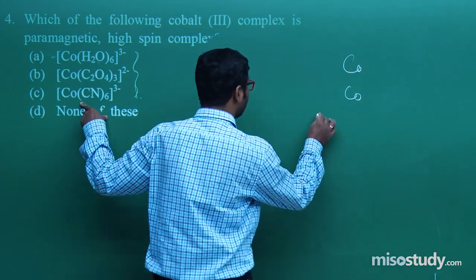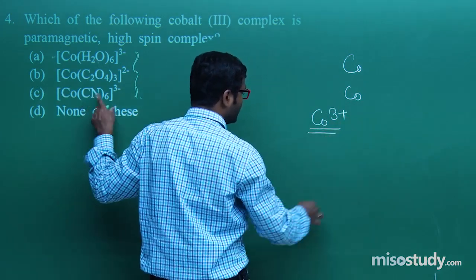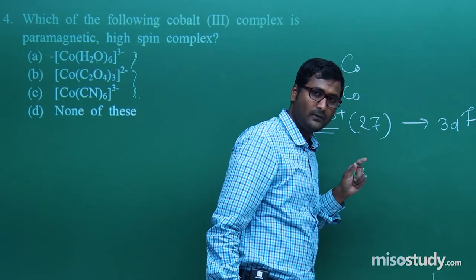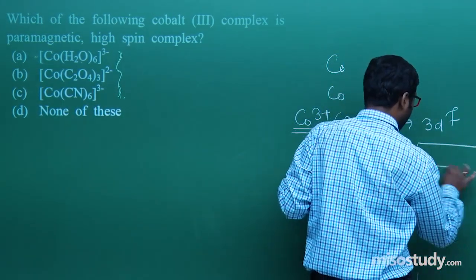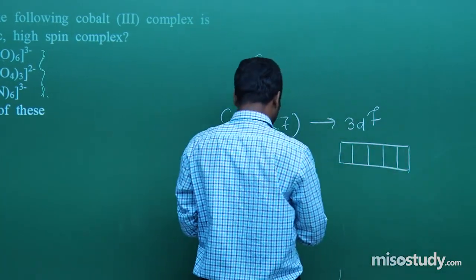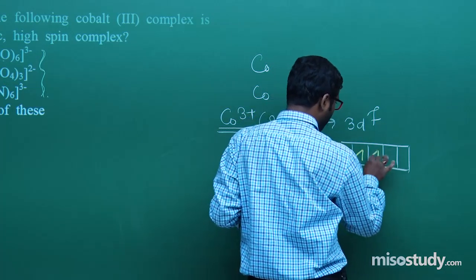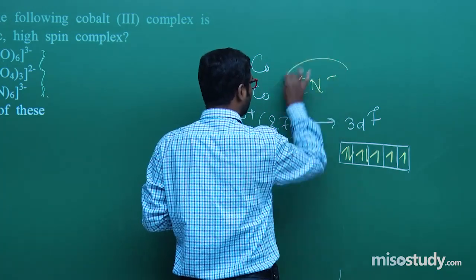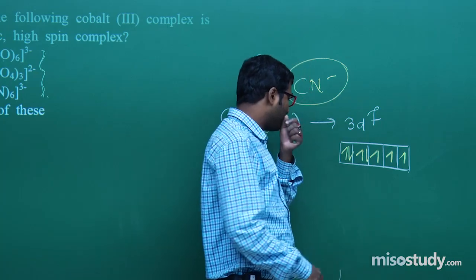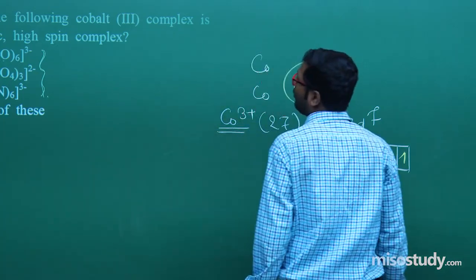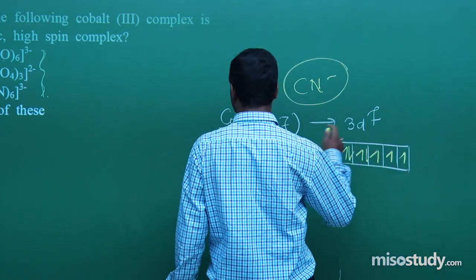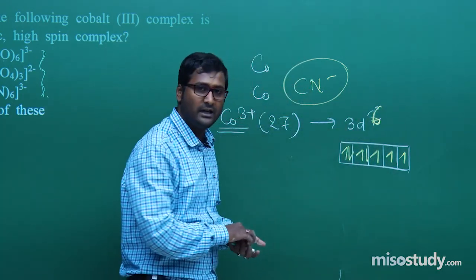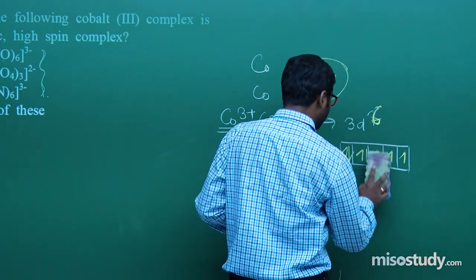If I talk about Co(CN)6, look at Co3+, that is the oxidation state, and the outermost electronic configuration is 3d7. Now for 3d7 what will happen? Check it out, 1 2 3 4 5, then 6 and then 7. Due to the presence of CN minus, a strong field ligand, pairing will take place. So the electronic configuration is 3d6, not 3d7.